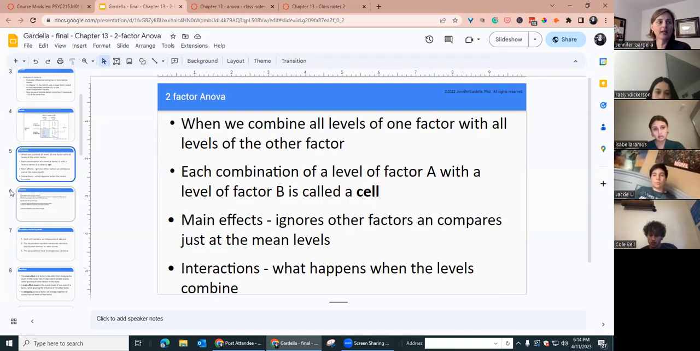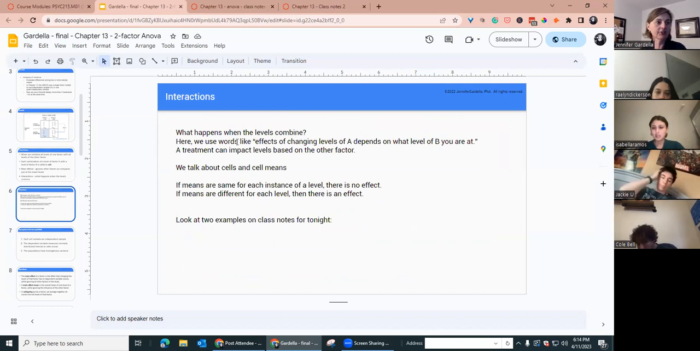And then the interactions: what happens when the cells combine? When you are talking about interactions, and I'll show you in a little bit how we graph them and how we talk about them, it's like, how does the particular treatment change over your levels? So is there an actual difference? Do the pills work the same on a 10-year-old and a 20-year-old, or are they different over the 2 ages? Treatment. We talk about cells and cell means. I went over that. There's no effect.